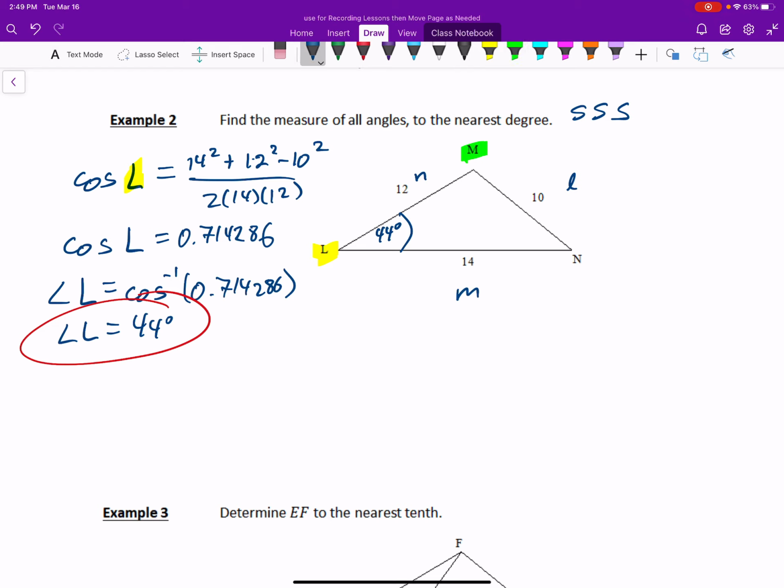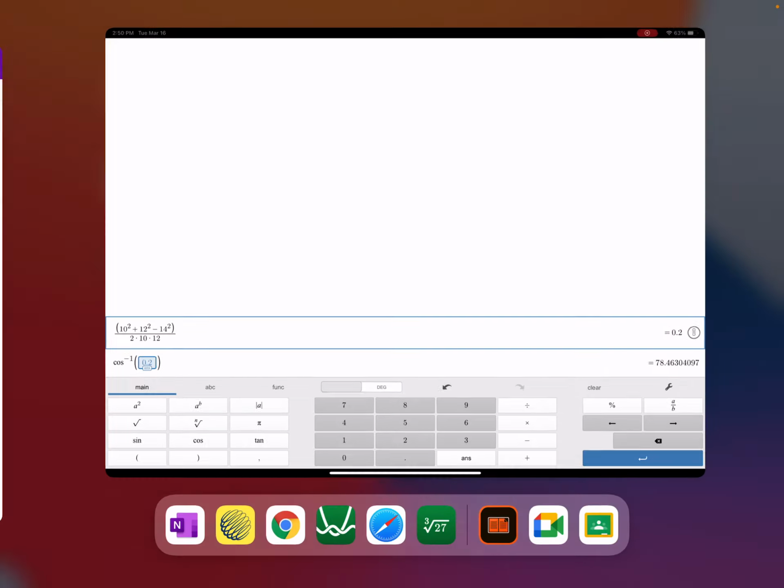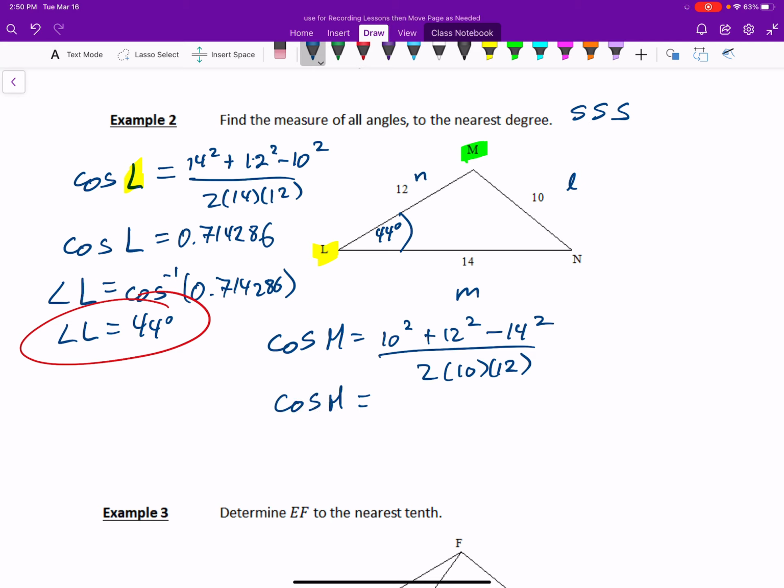So cos m is going to equal, now things change again. This is the side that has to be subtracted at the end, isn't it? So it's going to be 10 squared plus 12 squared minus 14 squared over 2 times 10 times 12. So exact same numbers, but in different places, different arrangements. That's going to give me a different answer overall. I'm just going to change these ones rather than retyping it completely. So 10, 12, 14, and change this to a 10. I think that is what I want. And so I got 0.2, which means that angle M is going to be the inverse cos of that.